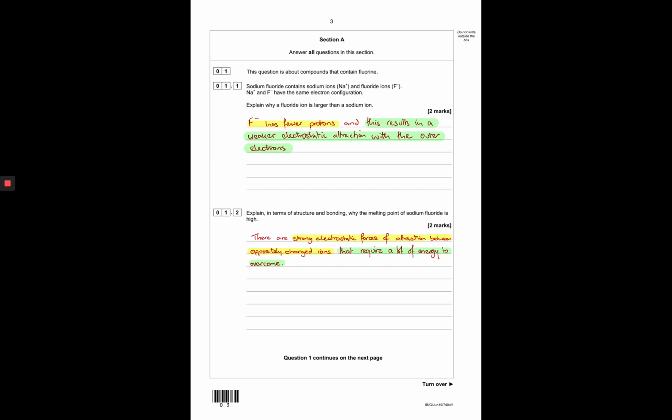Now, I appreciate there is a certain amount of ambiguity. I thought they might have meant giant lattice, or a variety of things they could have referred to. But still, if you'd included giant lattice structure, then fine, that would have been okay. It wouldn't have cost you any marks.